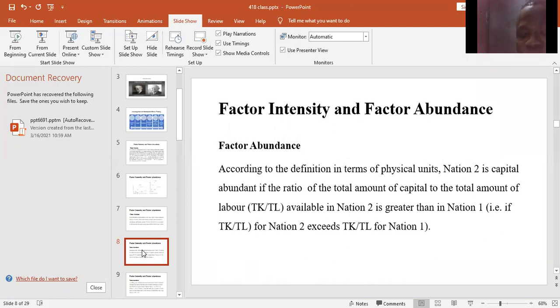For instance, on the surface now, you say that based on this absolute physical unit, you can say a country like China is more labor abundant than a country like the United States, and you can say that a country like Nigeria is more labor abundant than a country like South Africa. No, that's just on the physical unit side.